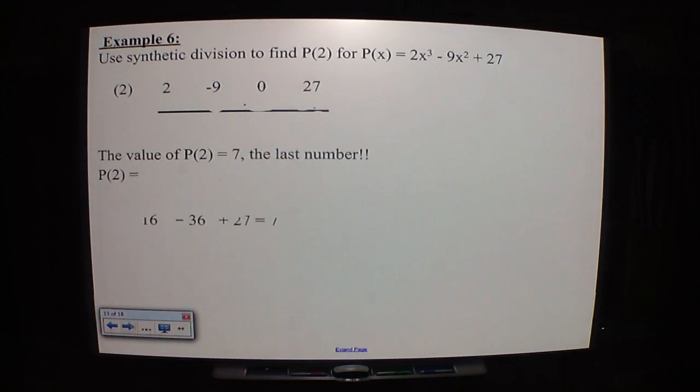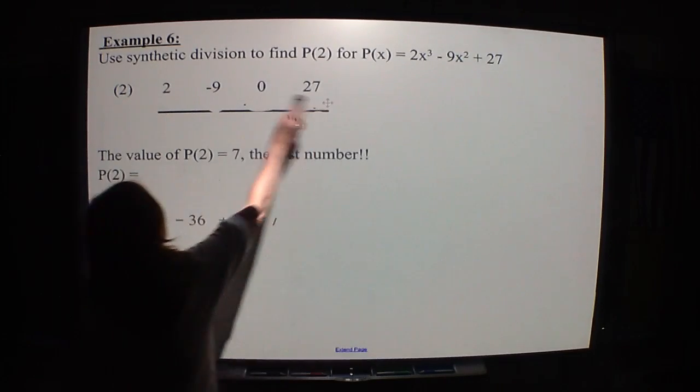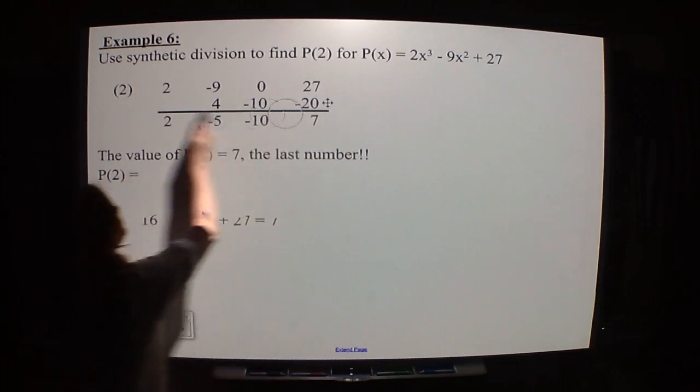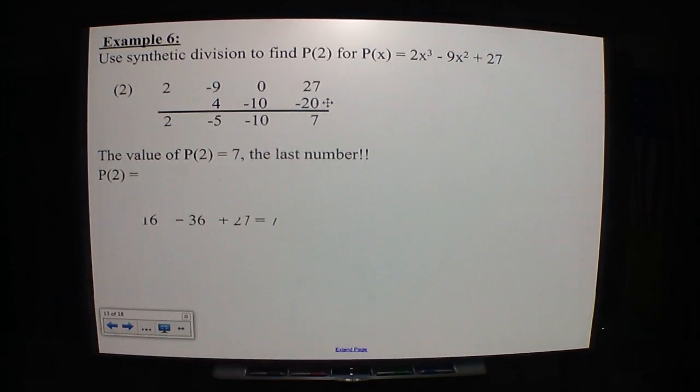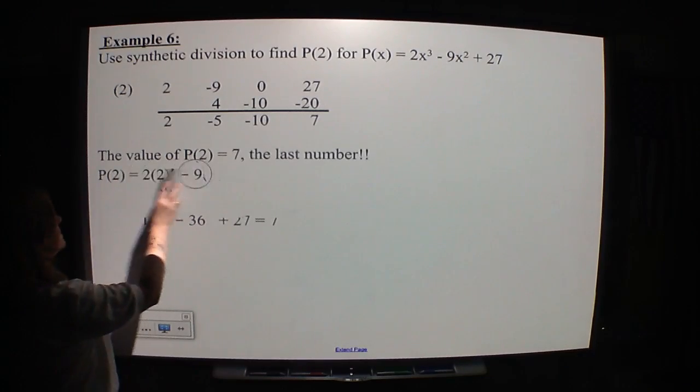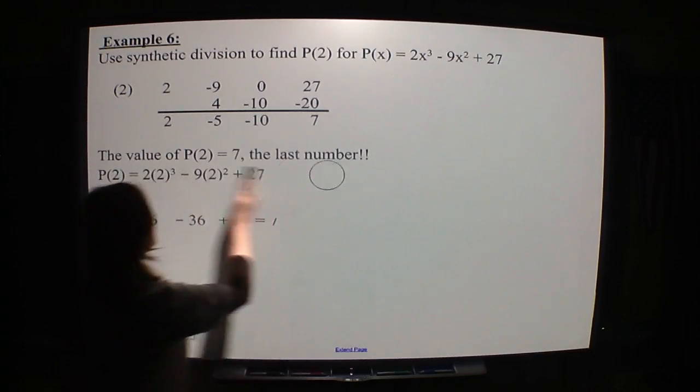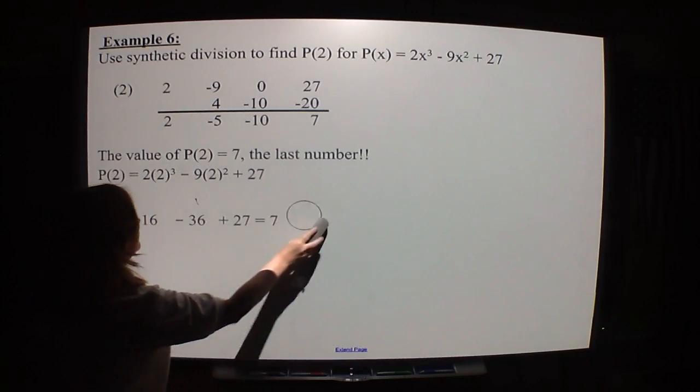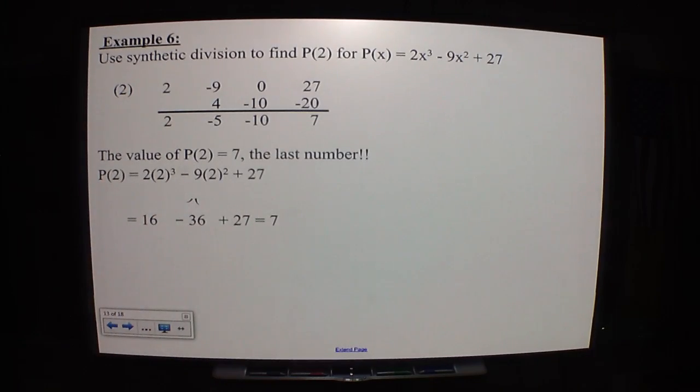Use synthetic division to find P of 2, and that's exactly what I just did. Did it on the previous page. That is so quick. It's always the last number. So that is so much faster than doing this. So much faster. I just wanted to show you how fast synthetic division works instead of plugging in. And you're probably less likely to make a mistake.